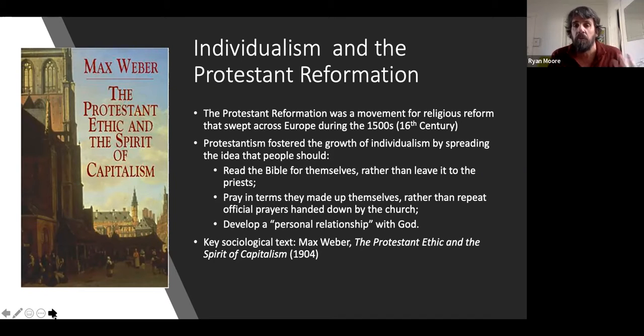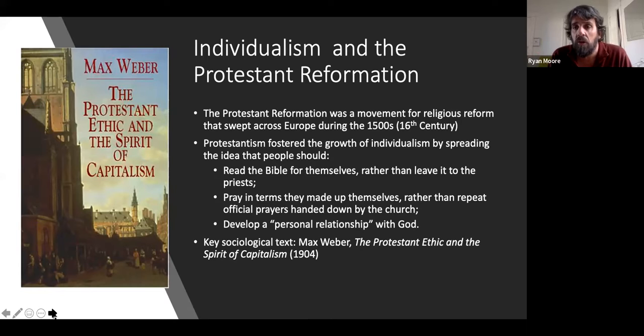So Protestantism fostered the growth of individualism by spreading this idea that people should read the Bible for themselves rather than leaving it to the priests. So there's the beginning of this idea of individuals thinking for themselves and taking intellectual inquiry upon themselves rather than just accepting what the hierarchical powers of the church told them.